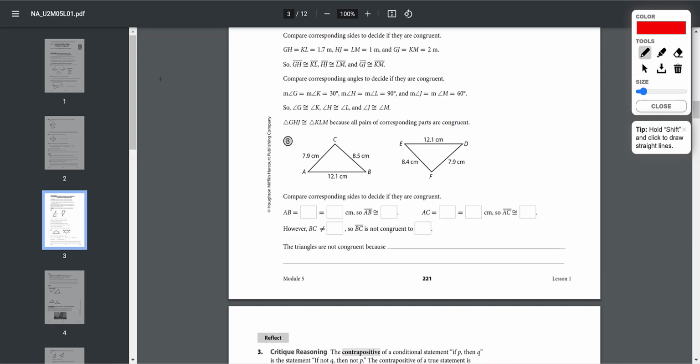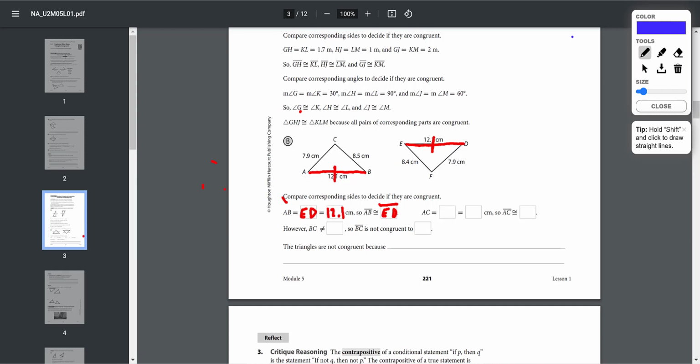So the first side they give us is the distance from A to B, which is equal, we can see, to the distance from E to D, and both of those distances are 12.1. So since the distances are equal, the segments are congruent. So we're good there. One thing we want to get in the habit of doing when segments are congruent is to use a vertical hash mark and draw it through each one of those sides.